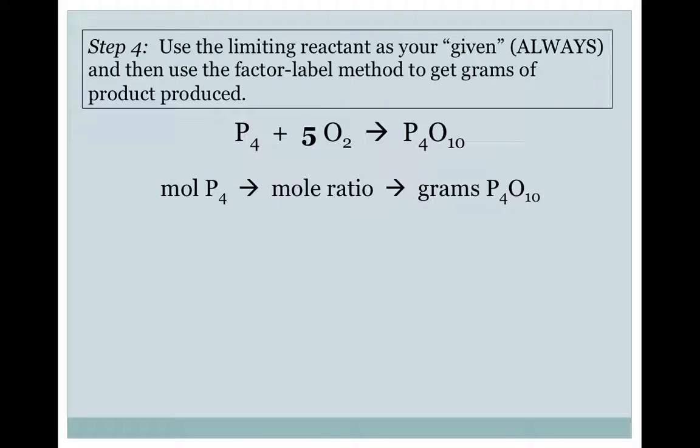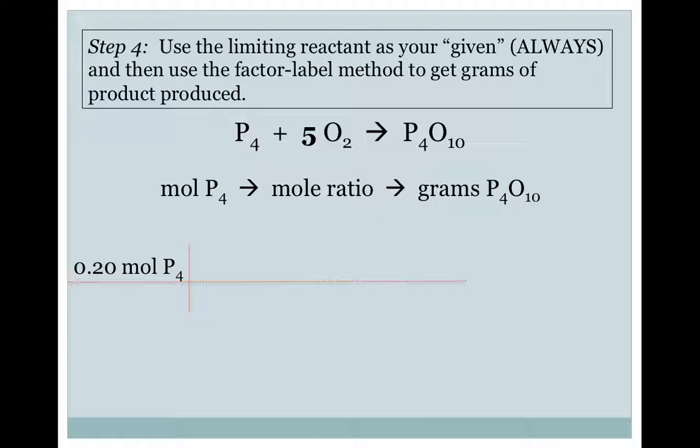From there, you're always going to use the limiting reactant to figure out product formed, because when the limiting reactant runs out, the reaction stops. That's when the product stops being formed. That's why you have to figure out the limiting reactant. So you're going to take your moles of limiting reactant as the given, as your start. You're going to use the factor label method and the mole ratio to get grams produced. And usually you're going to do grams produced, occasionally liters produced, as your final product.